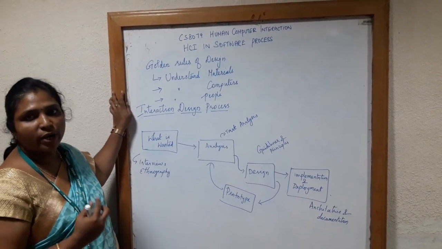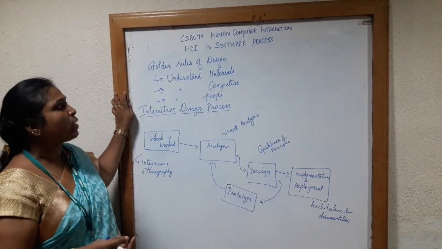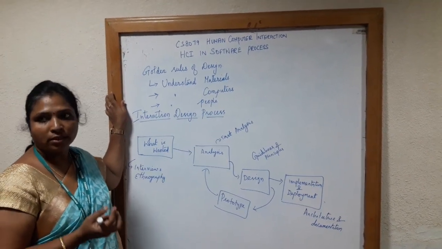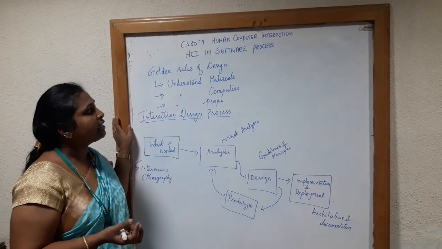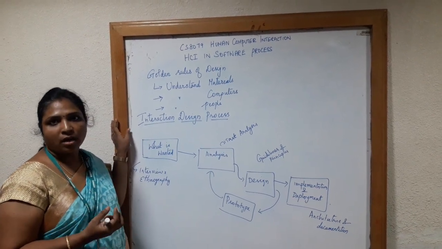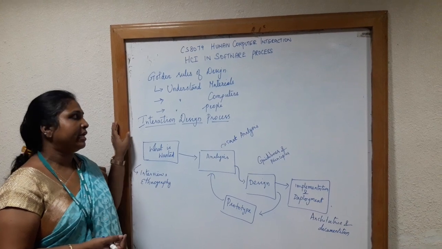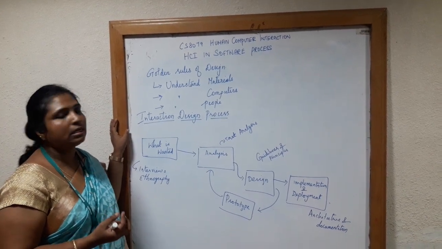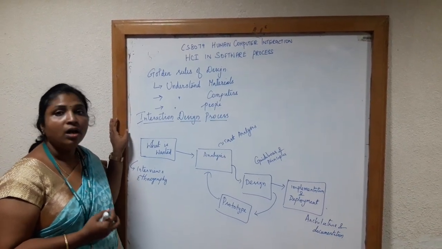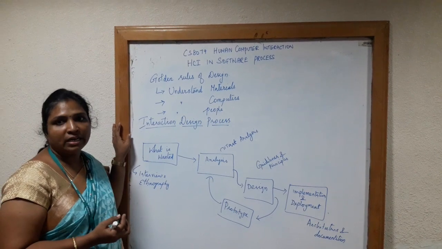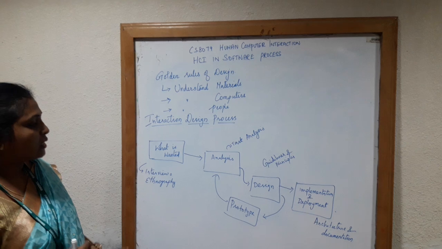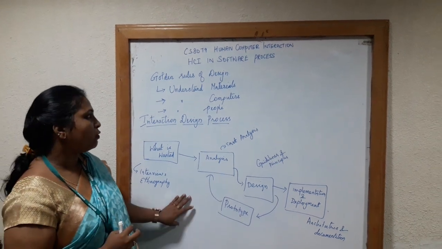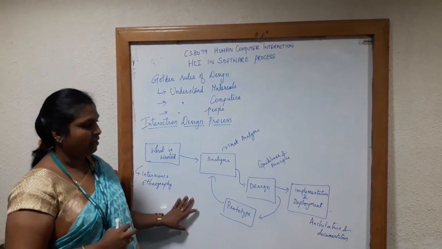First, before creating an interface, you have to understand the materials, who is going to interact, and the machine with which we are going to interact. These are the three main things you have to concentrate on when you create an interface between the system and the human. This is the procedure to be followed when you are creating an interface design.